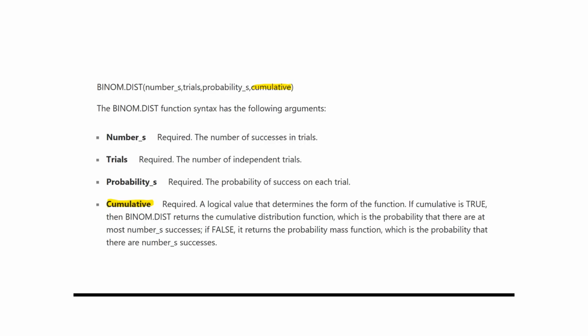The last argument is cumulative. The instructions tell us that it is the logical value that determines the form of the function. So if we want to use this Excel function to compute the cumulative probability that at most 5 customers will make a purchase, then we will specify cumulative as true. But here we're interested in the non-cumulative probability that exactly 5 customers will make a purchase. So we'll need to specify cumulative as false.